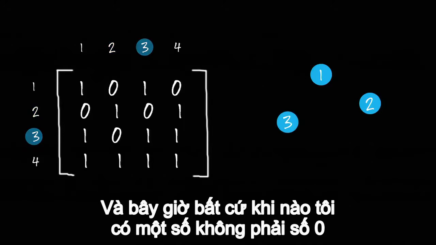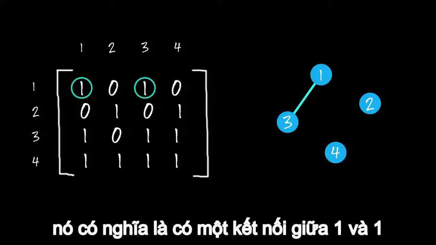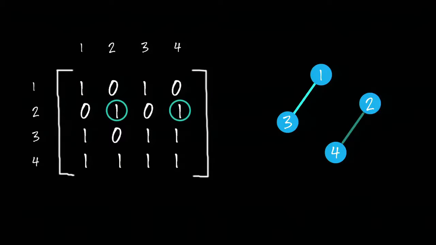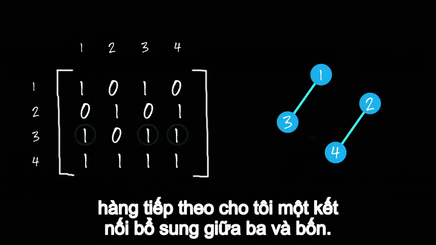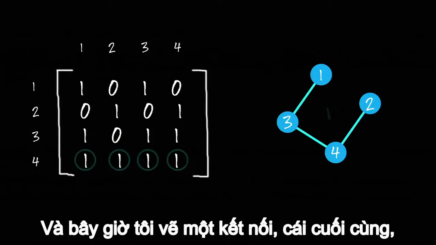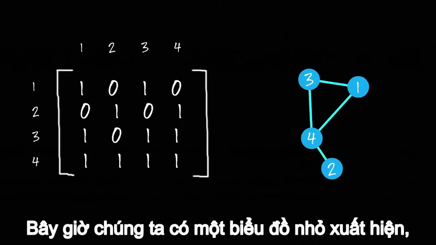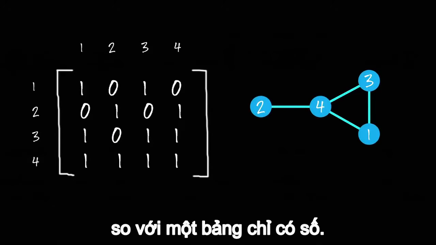And now whenever I have a non-zero in the matrix, for example, at positions, in the first row, positions 1 and 3, it means there is a connection between 1 and 1 and 1 and 3. Now 1 and 1 doesn't show up, but 1 and 3 does. So the next row gives me a connection between 2 and 4. The next row gives me an additional connection between 3 and 4. And now I draw a connection, the last one, between 1 and 4.